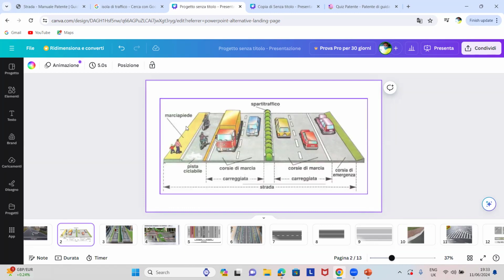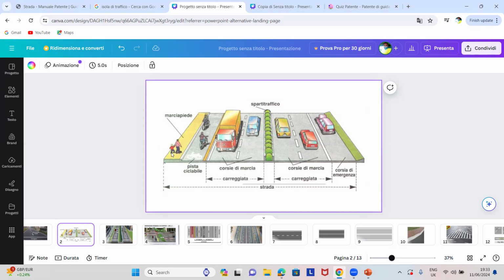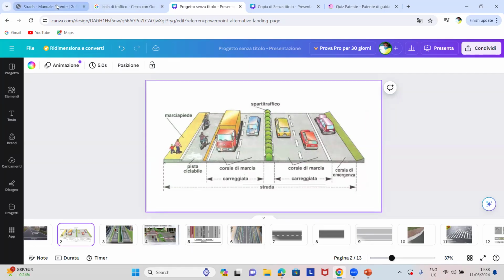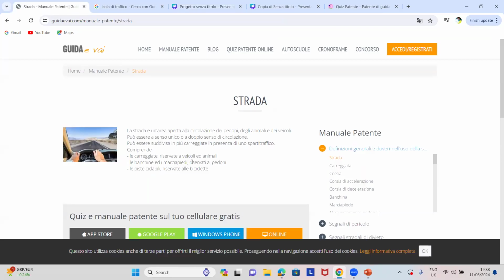This is where you walk with your kids. You go to the fermata, all these things. You walk on the marciapiede. Inside Strada, you go and see marciapiede. Is it clear, guys? Are you following me? All right. They can say that the marciapiede is reserved ai pedoni, for pedestrians.